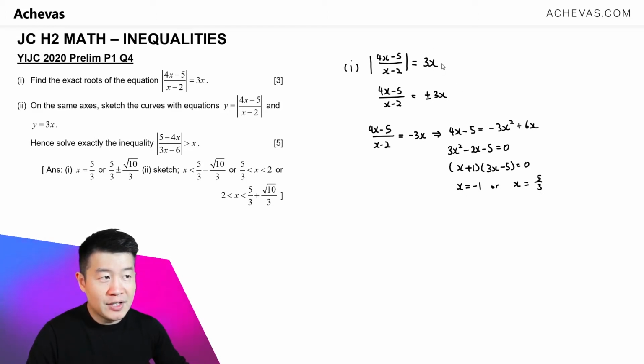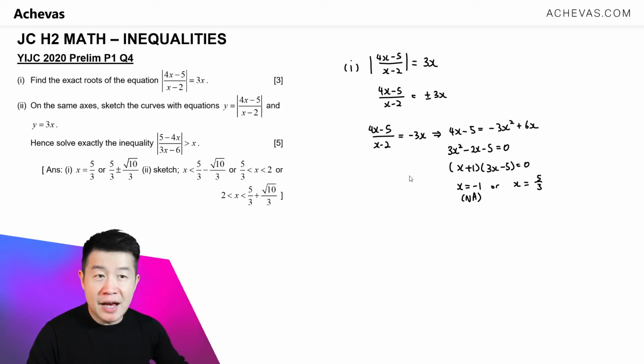Why? Because if x is equal to minus 1, that means the right hand side here is going to be a negative number. And since the left hand side is a modulus number, we cannot have a positive number to be equal to a negative number. So this is not going to give us a possible answer. So it is going to be not applicable.